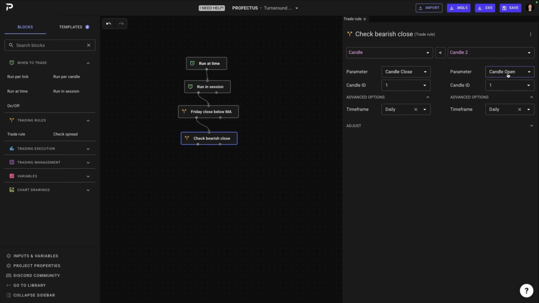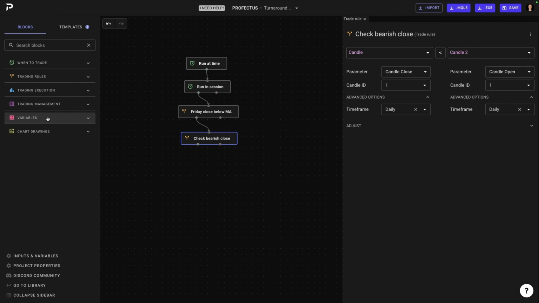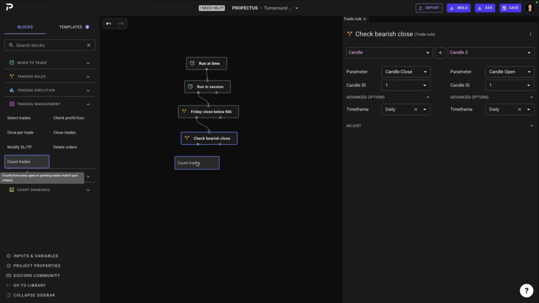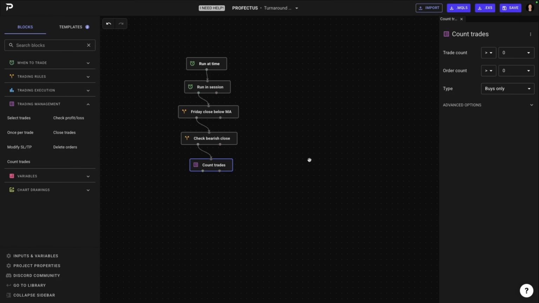So candle ID number 1 is here, Friday. So we simply check, is it a bearish candle? Because if the candle close is smaller than the candle open, it's a bearish candle. Then we simply want to make sure that we don't have any trades open. So we go here to trading management, click on count trades, drag and drop it, connect it with this, and we simply want to make sure that the trade count is indeed 0.